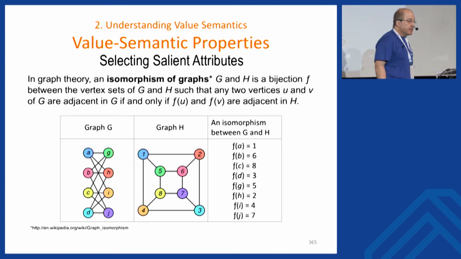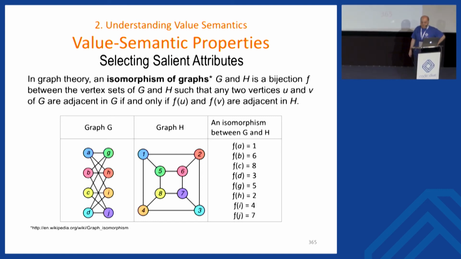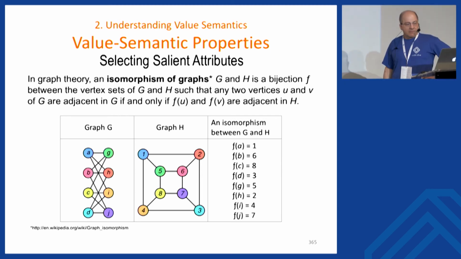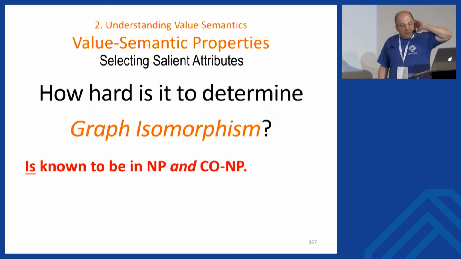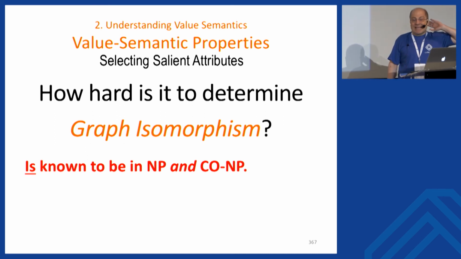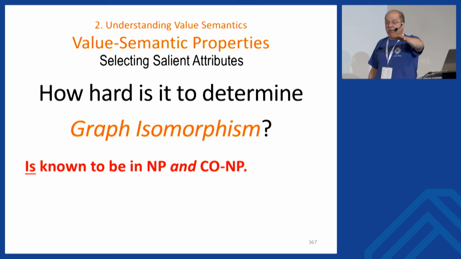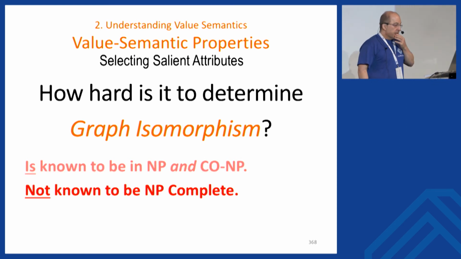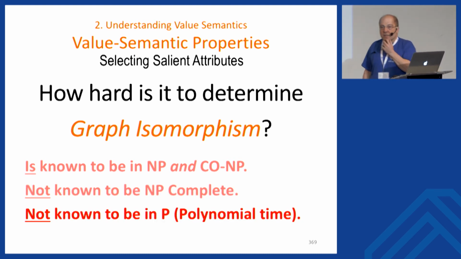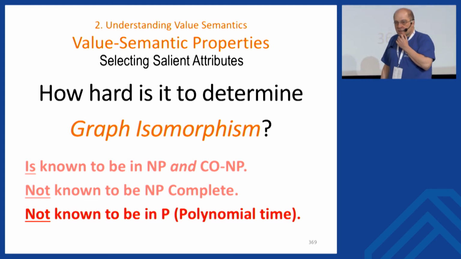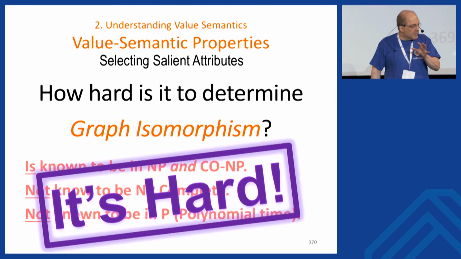So this is graph isomorphism. How hard is graph isomorphism? Somebody said NP hard. Well, it's known to be in NP and co-NP, so it's no harder than that. It's not known to be NP complete, so it might not be that hard. But it's also not known to be in polynomial time. So it's somewhere in between. But the bottom line is it's hard.